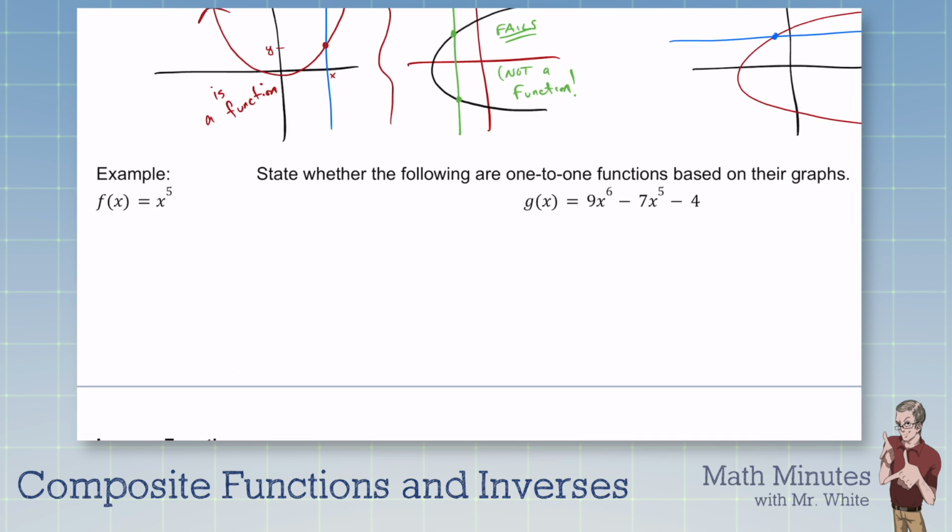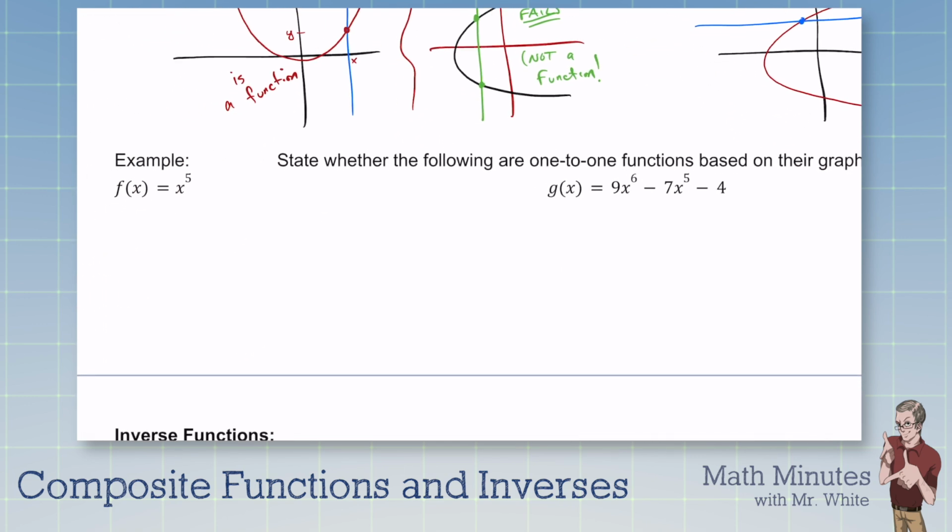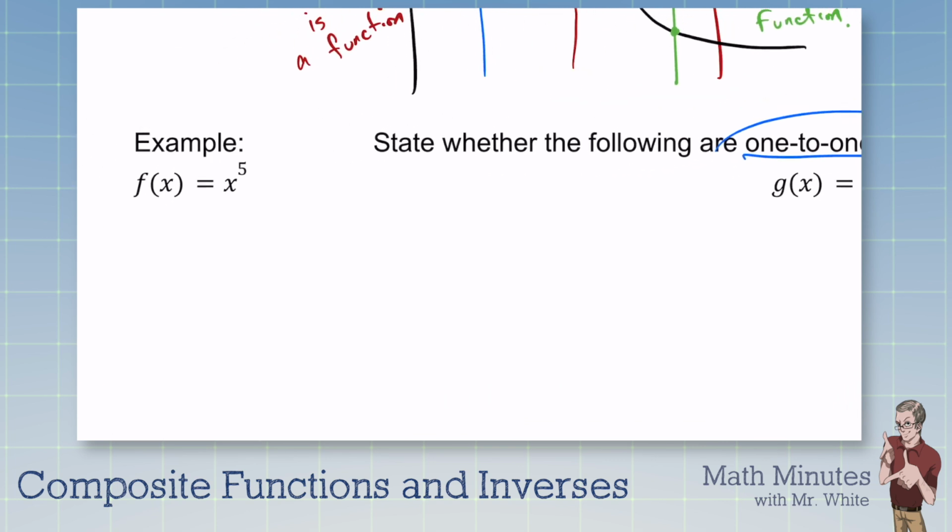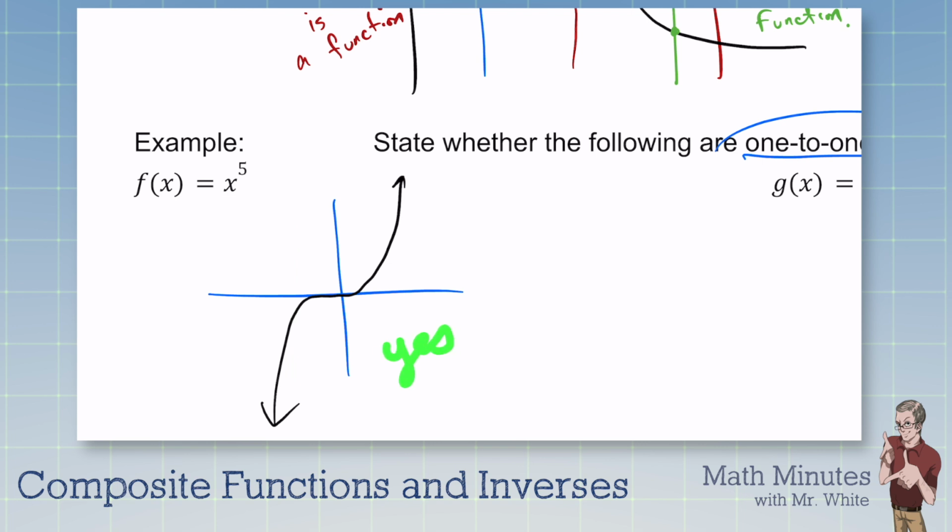All right, state whether the following are functions. Are they one-to-one? So x to the fifth, if you go to your graphing calculator, or maybe Desmos, and you put this in, you're going to see that it looks like this. And indeed, that is one-to-one. Everywhere I draw a vertical line, it only hits once, so yes. Okay, this is a yes.